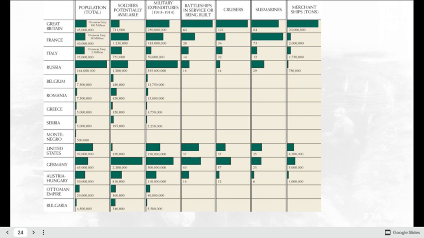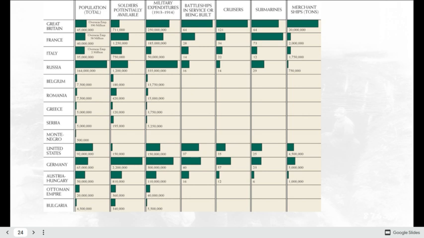Out of the countries involved, the one with the largest population would be Russia, followed by the United States, then Germany. Despite this, the amount of soldiers available was greater in Germany out of all the countries, over 2.2 million. Next would be France with 1.25 because they had been preparing and mobilizing for a considerable period of time.